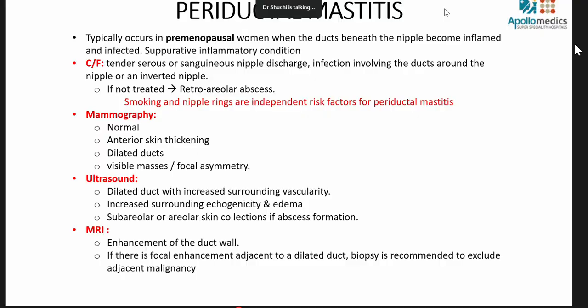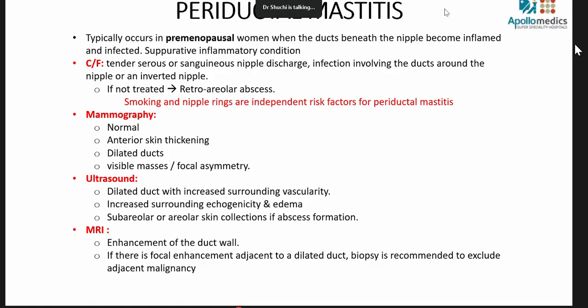Second most common mastitis that we get is periductal mastitis. It happens typically in premenopausal women. The ducts beneath the nipple become inflamed, infective, and suppurative. It is a suppurative inflammatory condition. The clinical features: the patient would be having tenderness, serous or sanguineous nipple discharge, then infection involving the ducts around the nipple, or an inverted nipple. If it is not treated, retroareolar abscesses will happen. Smoking and nipple rings are independent risk factors for periductal mastitis.